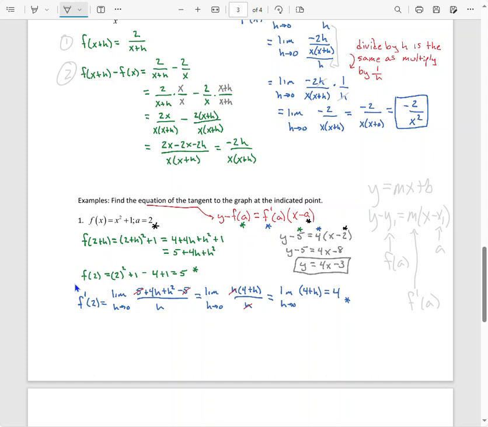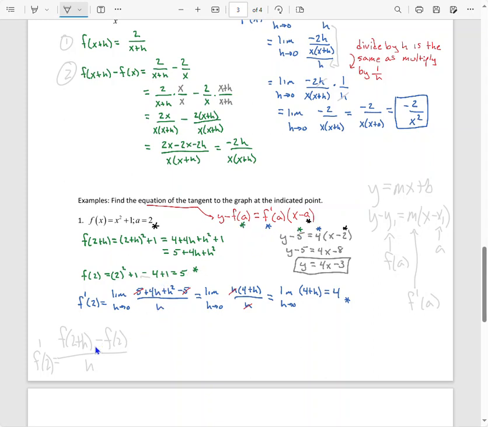I also need an f of 2, right? So at the indicated point, I'm looking at f of 2 plus h minus f of 2 all over h. So we'll find f of 2, that's 2 squared plus 1, equal sign, 4 plus 1, which is 5. Now I found f of 2, that's my a value, that's 5.